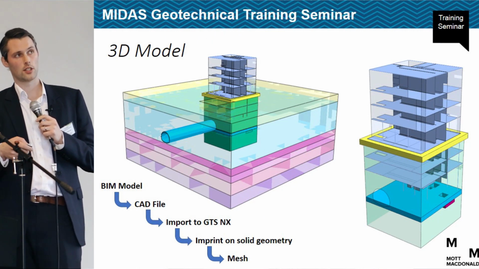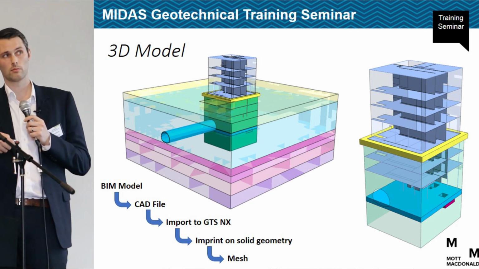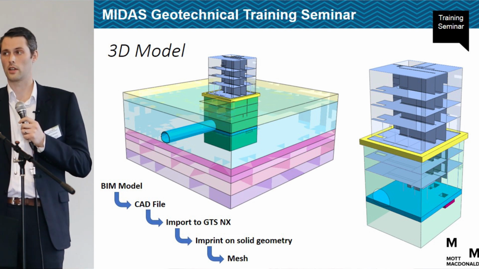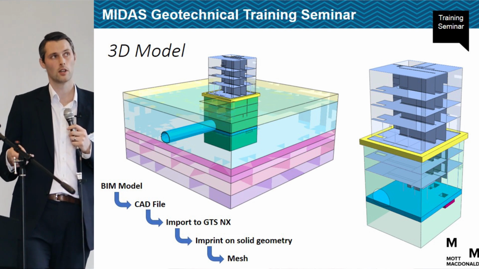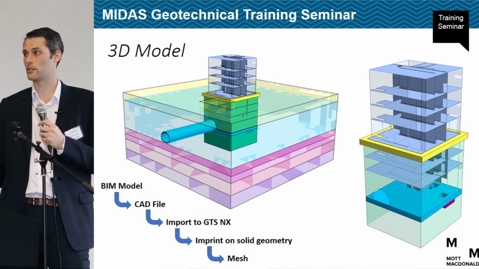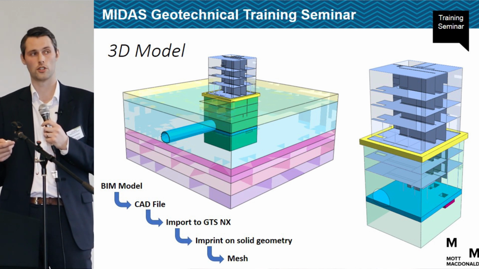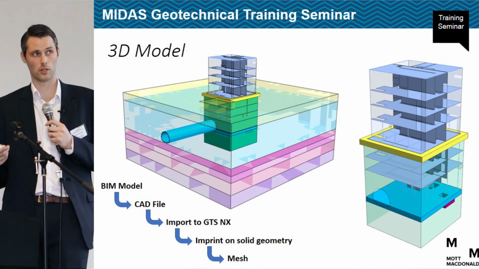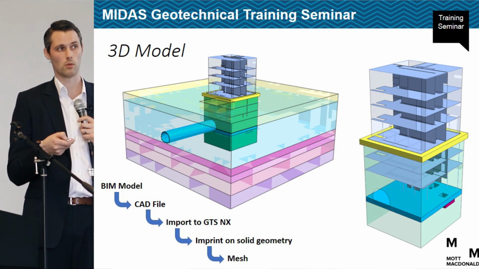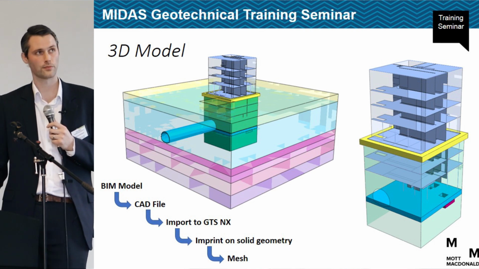So we've created this 3D model. The view on the right is just our structure from Midas. And we've done this, again, in this common data environment. We've utilised the existing BIM model to create a wireframe CAD geometry of our structure, and imported that to GTS NX and imprinted it on our solid geometry, so that when we mesh up our soil, we've got nodal connectivity at all the points where our slabs and our walls and any columns will be touching the ground.